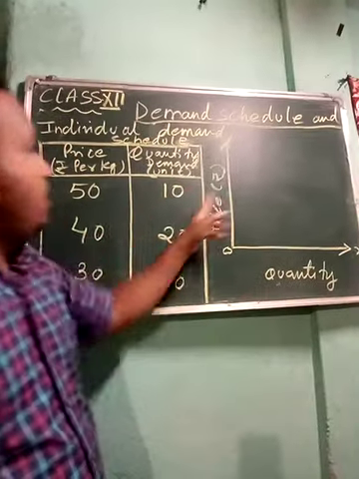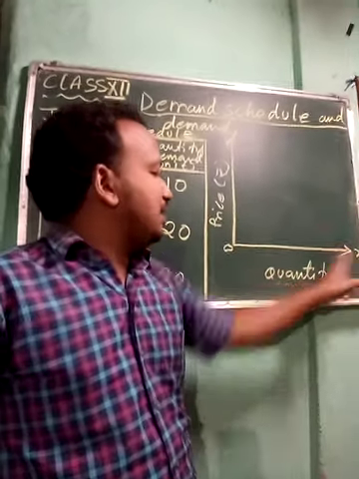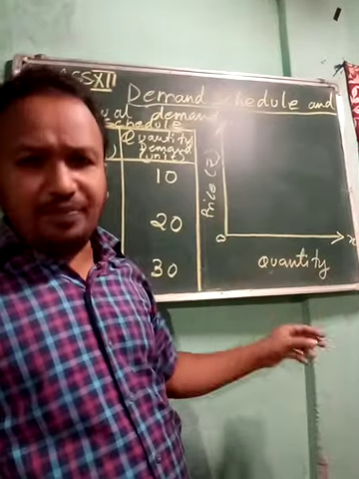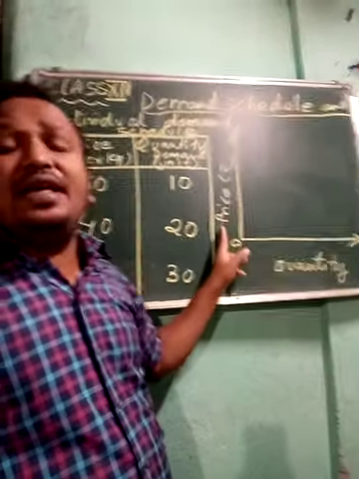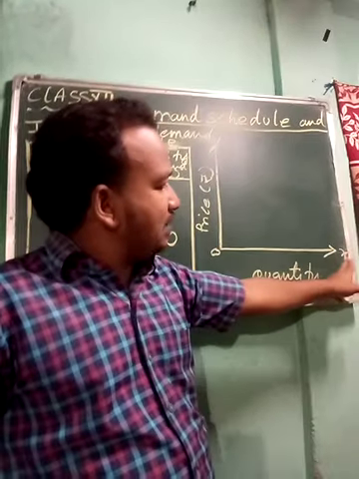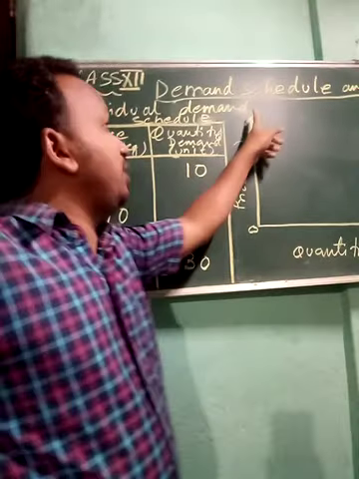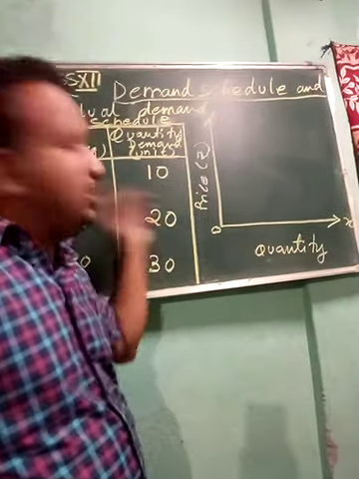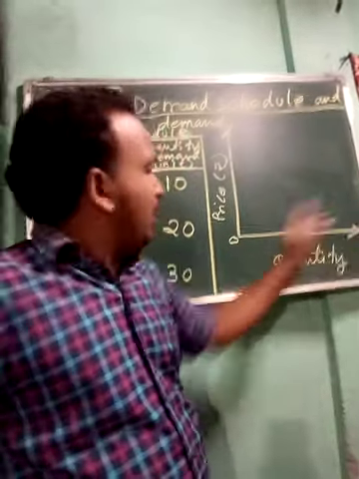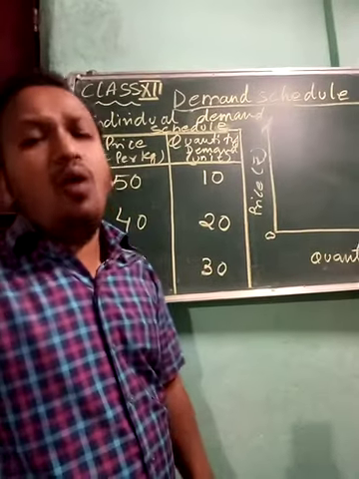So you see, on the y-axis you are going to write the price, and on the x-axis you are going to write the quantity. Make sure you don't make a mistake. Price will always come on the y-axis, and the commodity which is given here will come on the x-axis. And 0 is the common point of both the x-axis and y-axis.